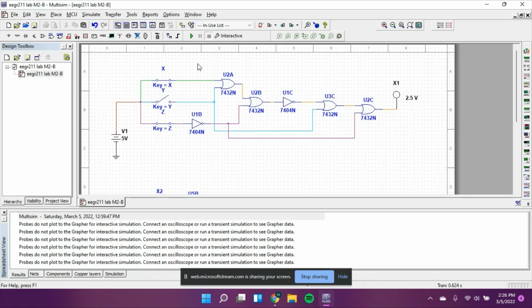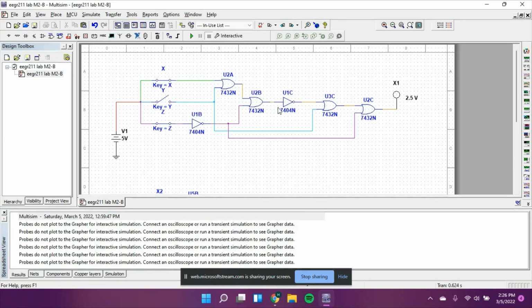And since the expression is x plus y plus z prime, or at least the first bit of the expression, we have x and y not being inverted, with z being inverted. And then we add up x, y, and z prime.